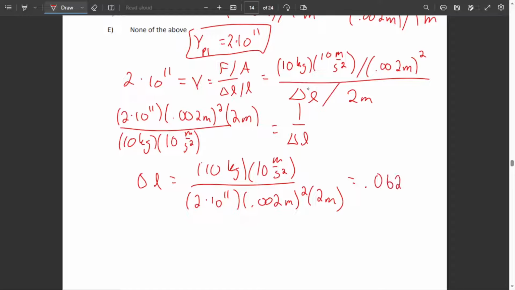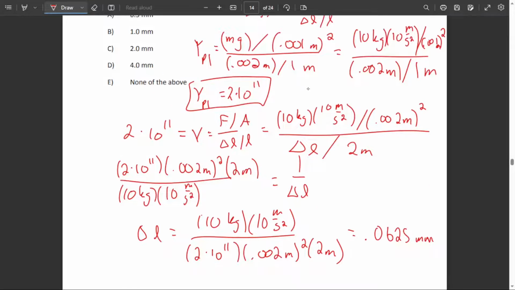Getting the wrong answer. Alright, I found the mistakes. There were 2 actually. First of all, when I replaced that 2 with a 1, I did not recalculate the Young's modulus right. It comes to 5 times 10 to the 10. Come on. Now I can't even write.